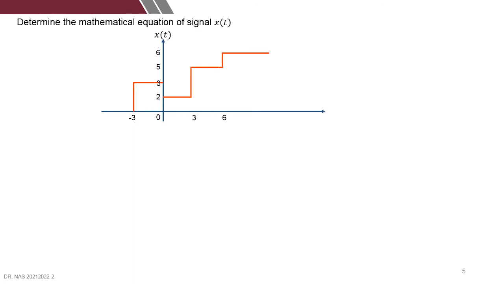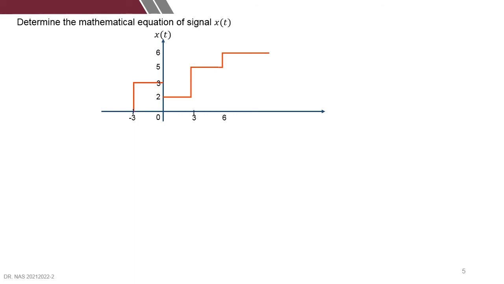Okay, so before this you have learned how to sketch a signal from a given equation. Now let's do the other way around: how to get an equation for the given figure. For the first step, you need to identify the crossing points t.